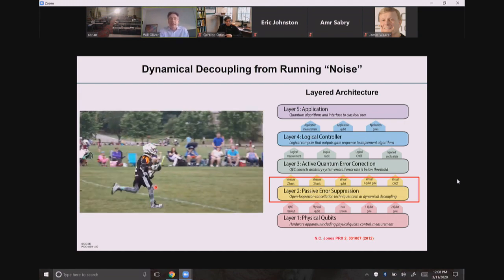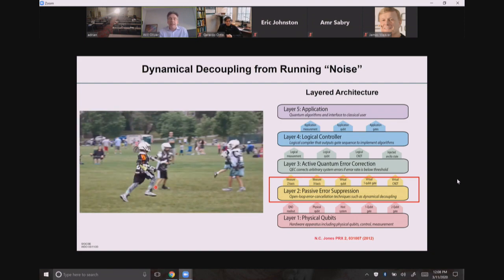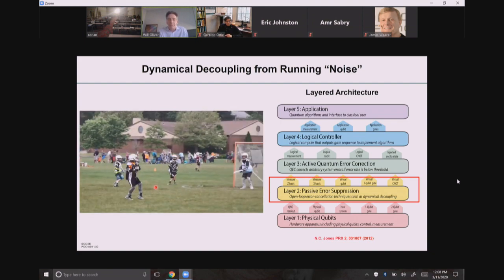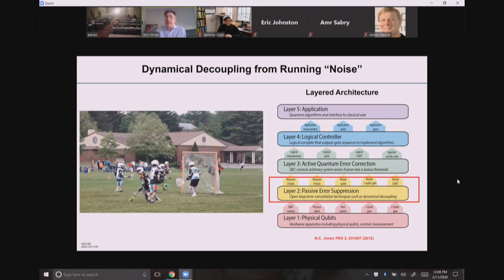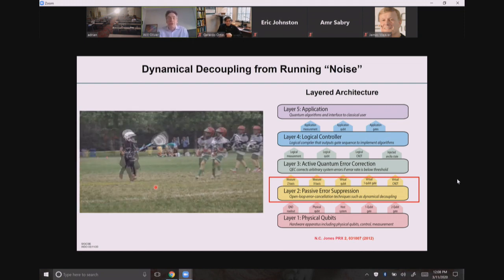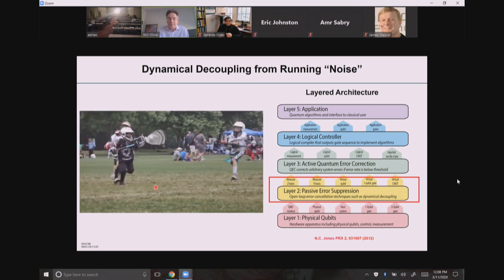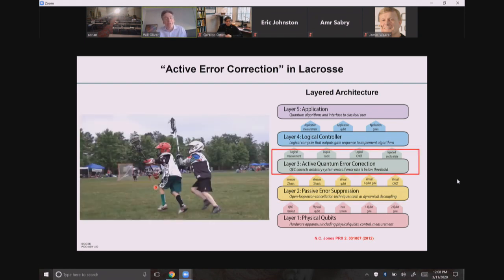And so cradling allows the player to keep the ball in his basket until he's ready to score a goal, as he does here. Okay. So that works very well. That protects qubits against many types of noise, in particular dephasing. But that's not the only kind of error that occurs.